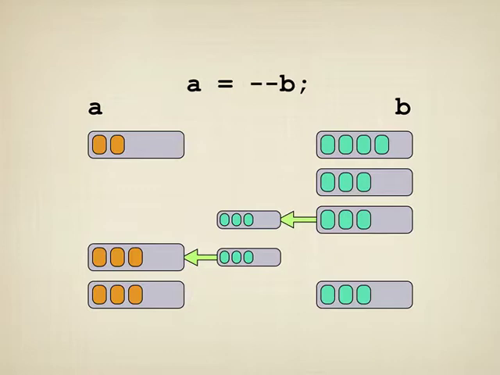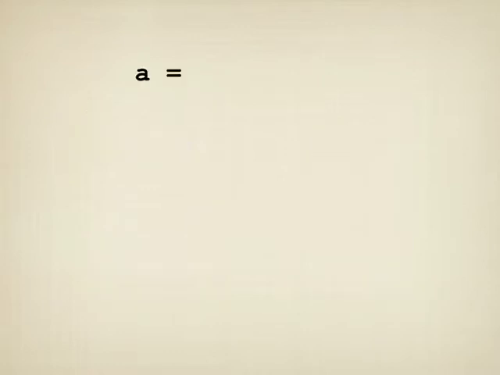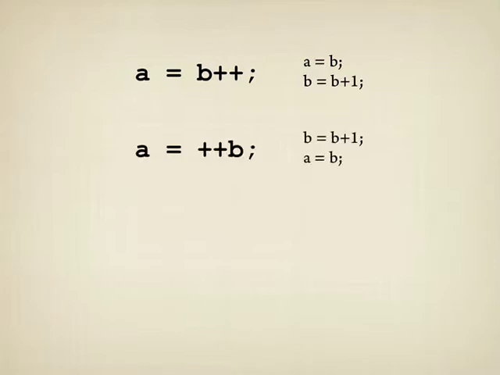These don't extend to multiplication and division. There's no star star or slash slash. This is just for addition and subtraction. To summarize, here are the 4 shortcuts. A equals b plus plus is the same as a equals b, then add 1 to b. A equals plus plus b says add 1 to b, and then assign.